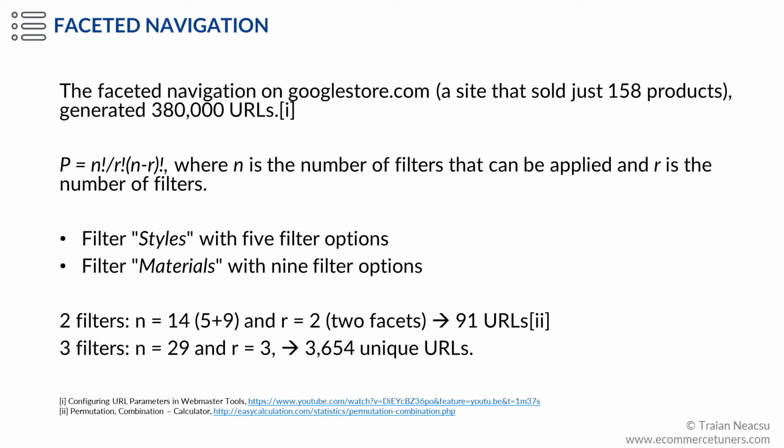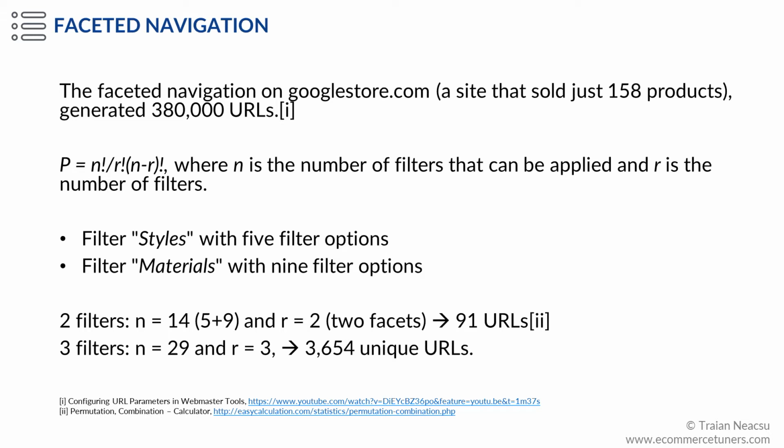If you're curious to find out how many URLs faceted navigation could generate for a particular product listing page, you can use the following formula for counting the possible permutations without allowed repetition. In this formula, n is the total number of filter values that can be applied, and r is the total number of filters. For instance, let's say you have two filters: the styles filter with 5 filtering options and the materials filter with 9 filtering options. In this case, n will be 14, which is the total number of filtering options, and r will be 2 because we have 2 filters. This setup could theoretically generate 91 URLs.